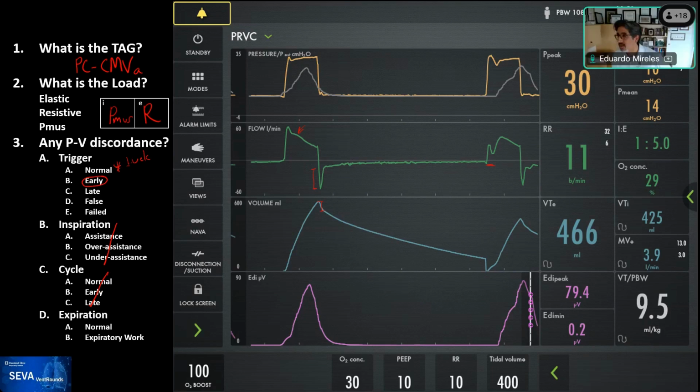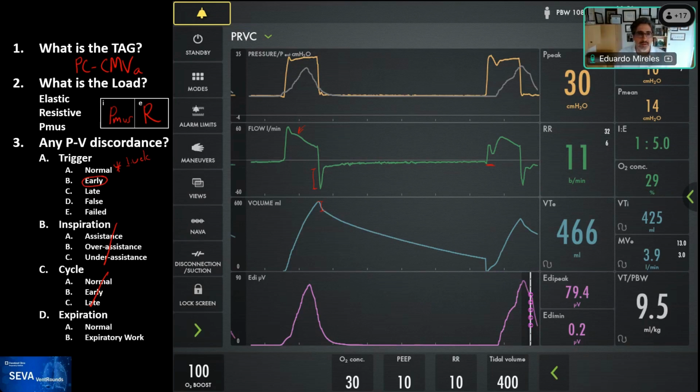Rob? So EDI doesn't record expiratory effort? Really does not. And whoever is on the phone, can you mute yourself, please? The other thing I would say is that the resistance is so high, it looks like a partial obstruction of the ET tube or a ball valve or something.